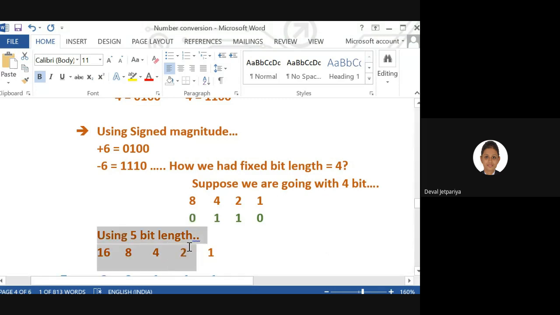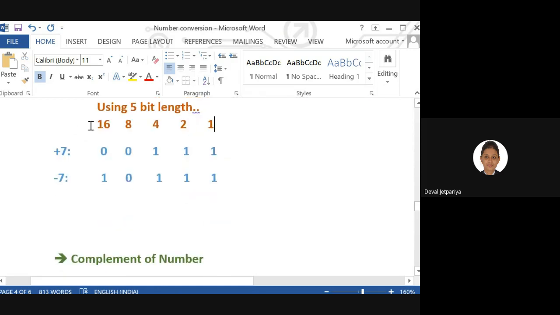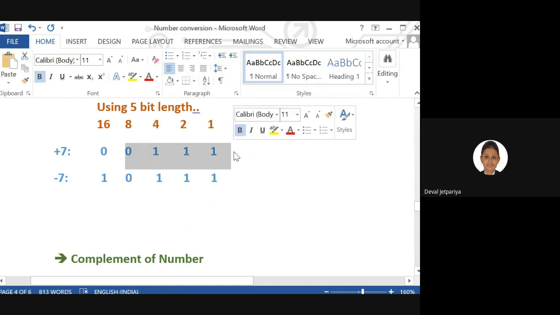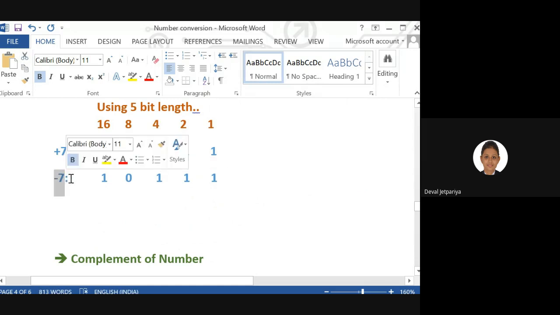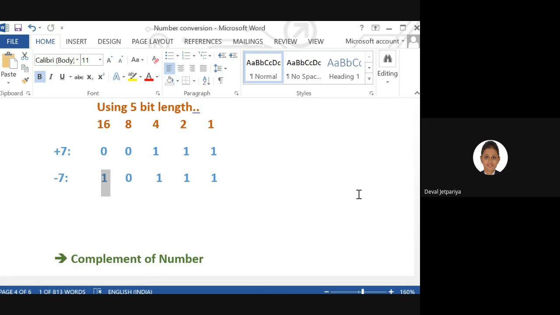In the same way, if our number is 5 bits in length, the representation is 2 raised to 0, 2 raised to 1, 2 raised to 2, 2 raised to 3 and 2 raised to 4. So for 7 we can use a combination of these 3: 4 plus 2 plus 1 will give us 7. But if it is negative 7, then the first bit we need to use as a 1. That's it.